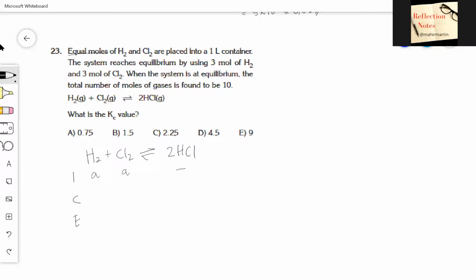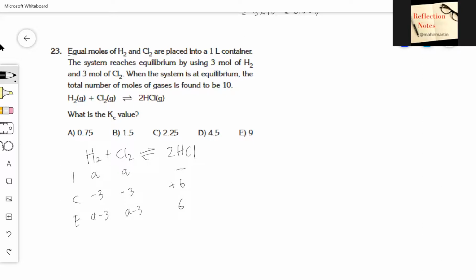Changing, the system reach equilibrium by using 3 mole of H2. Here is using 3 mole, so minus 3 here, and Cl2 also minus 3 here. In here, plus 6. Is it true? Plus 6? Hello, guys. Do you understand how to get plus 6? Yes, sir. The coefficient, 1, 1, 2, so 3, 3, 6. So after this, we got A minus 3 here, A minus 3 here, and 6 here, the mole.